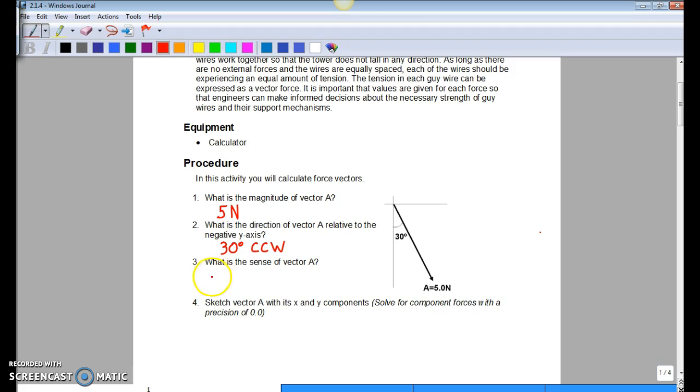That is where we just simply say down and to the right. Simple as that.